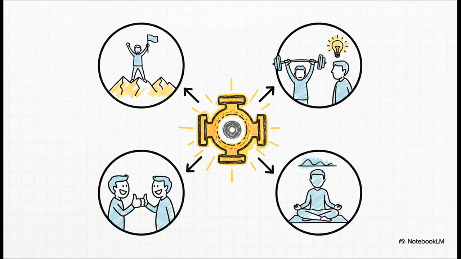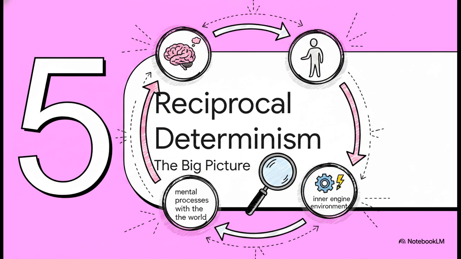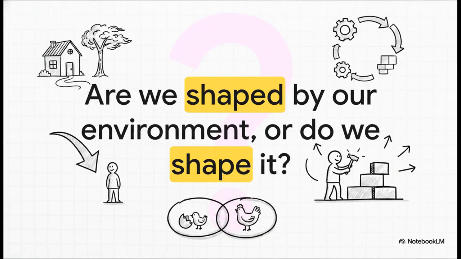If you want to learn a new skill, you really have to nurture these 4 sources to keep your inner engine running strong. And that leads us to our final stop, Section 5, Reciprocal Determinism Explained, the Big Picture. All right, we've looked at the experiment, the mental processes, and the inner engine of self-belief. Now let's zoom way out to look at how we interact with the entire world around us.